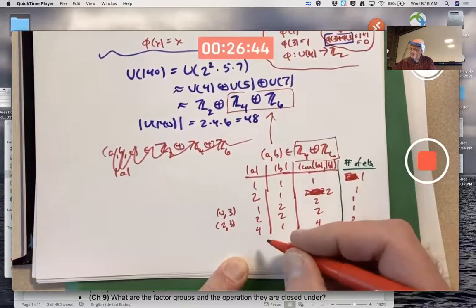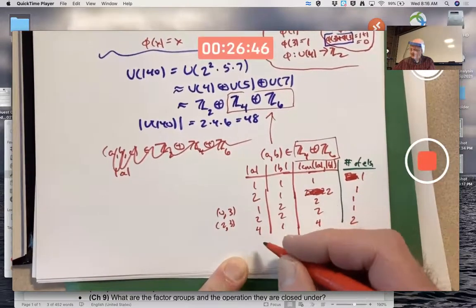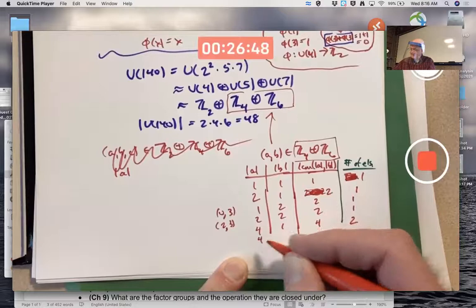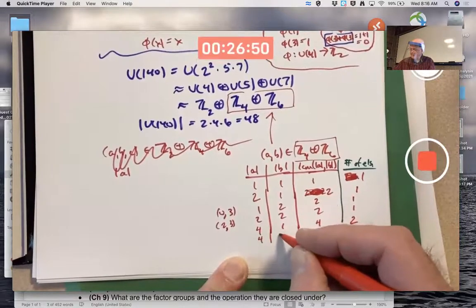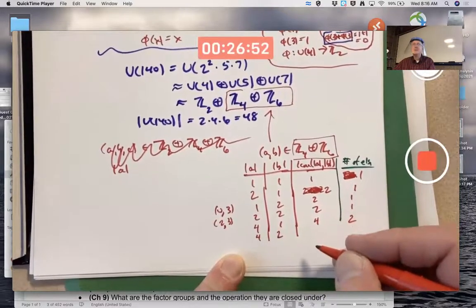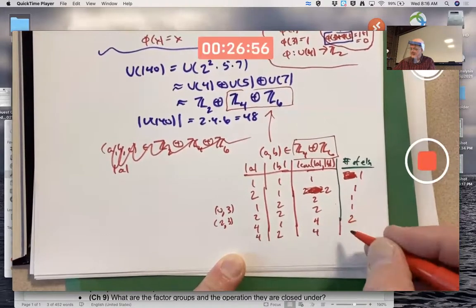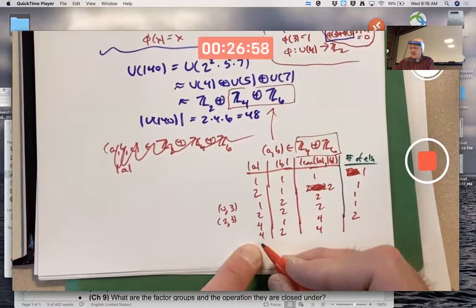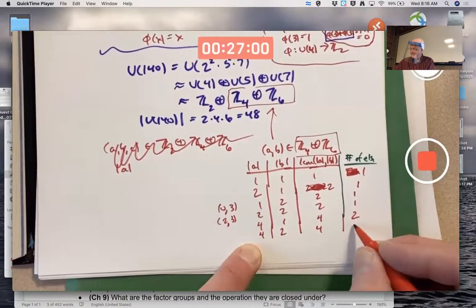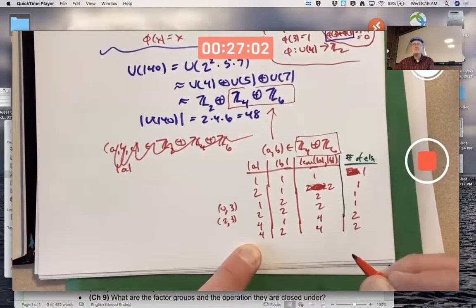I do see I'm not being very systematic in my chart here. Let's continue with the order of A being 4 and the order of B being, say, 2. The LCM of those numbers is 4. 2 choices for A, only 1 choice for B. There's 2 elements like that.